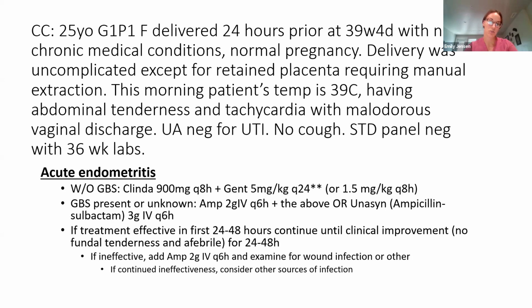And I just want to put treatment in here. She didn't have GBS, so you're going to treat with Clinda and Gent. For Gent, based on the resource that I use, they prefer the Q24-hour dosing, but if you're wanting to do the Q8 dosing, I put that in as well. If their GBS is present or you don't know, then you're going to add Amp to your Clinda and Gent, or have them on Unasyn.